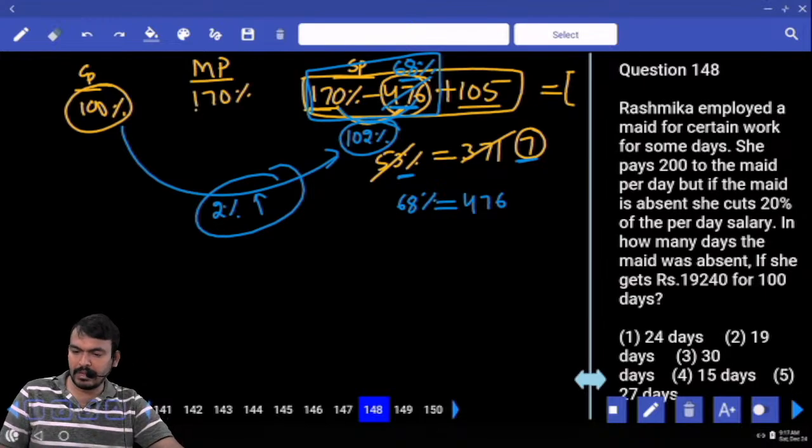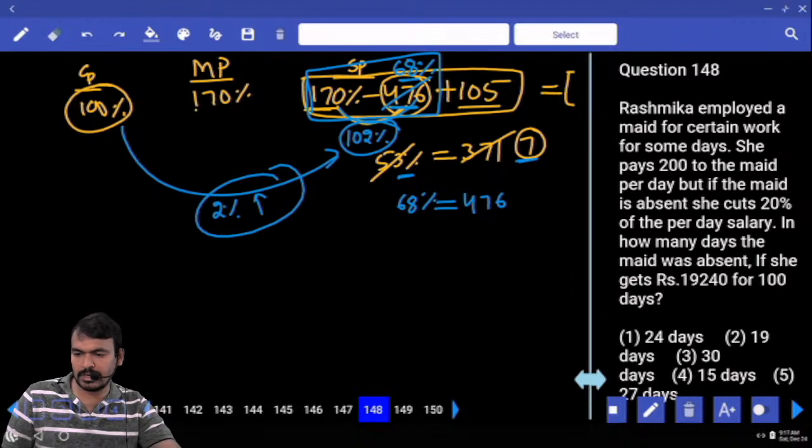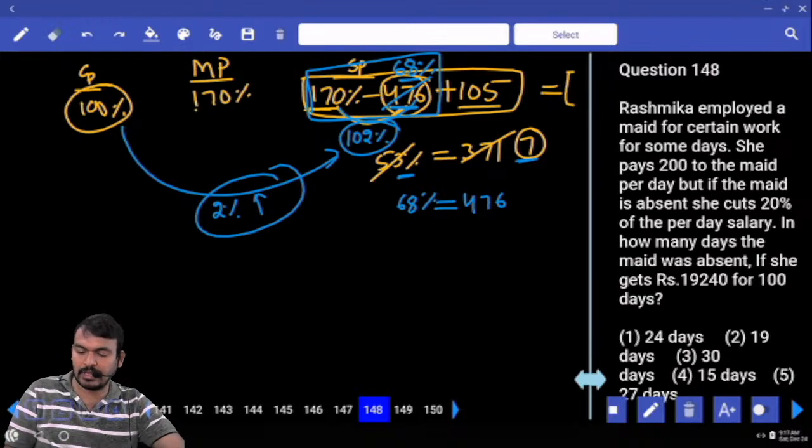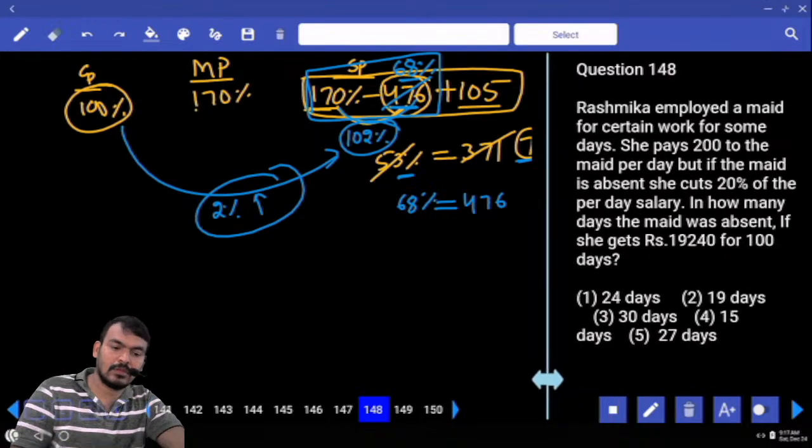Rashmika employed a maid for a certain work for some days. She pays 200 to the maid for a day. Means if she works, how many rupees does she get? 200. But if the maid is absent, she cuts 20% of the per day salary. In how many days was the maid absent, if she gets 19,240 for how many days? 100 days, or not? Okay.